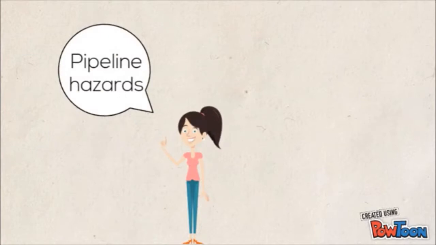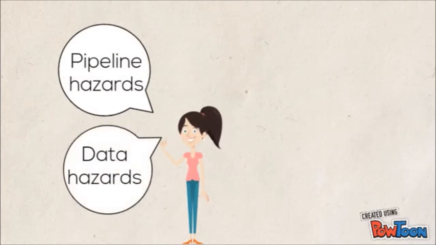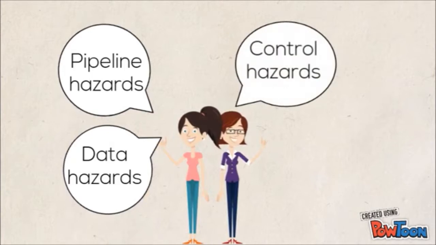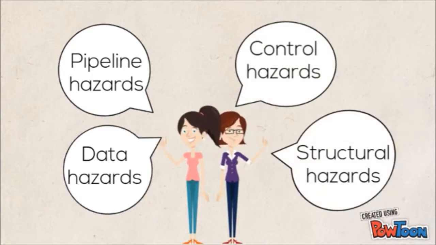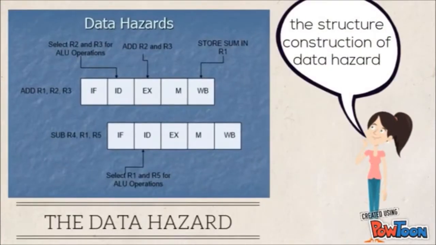Inside the pipeline hazard, it consists of data hazards, control hazards, and the last one is structural hazards. Based on the figure given, it shows the construction of the data hazard. The data hazard is when an instruction uses the result of the previous instruction, and it occurs when an instruction tries to read a register in the ID stage.